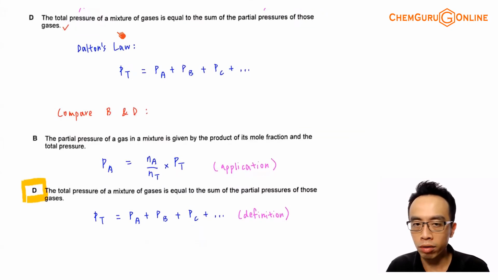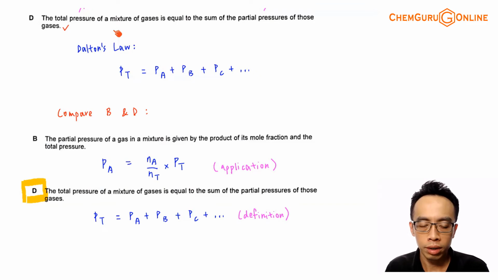This can be a little bit confusing because usually when we do questions, if the question asks us to define a certain law or a certain definition, then usually one will be the correct answer, the rest of them will be wrong. But for this question, what is a little bit unusual is that B and D both describe Dalton's law. What we have to do is just choose the best answer.